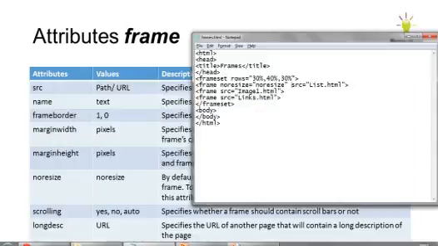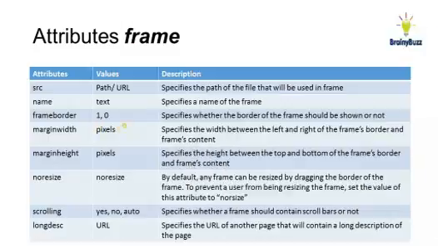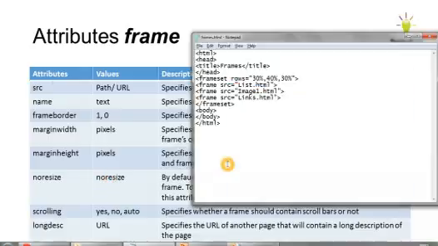So I have modified it a little bit. I have made it rows rather than columns, and over here let me just remove this. Okay, now you have seen the src and name attributes. Frameborder is basically used to specify whether the frame should have a border or not. Marginwidth and marginheight basically specify the width between the left and right of the frame's border and the frame's content. So now we have seen the noresize in frameset.